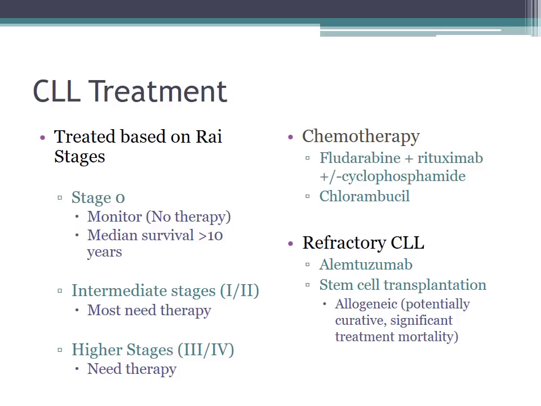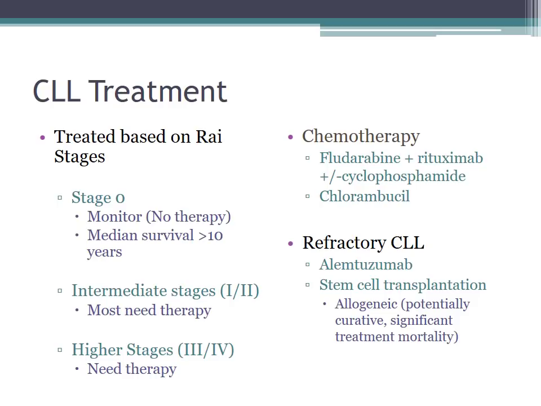The treatment of CLL is based off the Rai stages, as you saw in the previous slide. And you can see below, stage 0 would require no treatment. These patients are monitored. Of course, if these patients progress into some of the other stages, the intermediate stages, the higher stages, they do require treatment at those times. And typically at stage 0, the median survival is greater than 10 years.